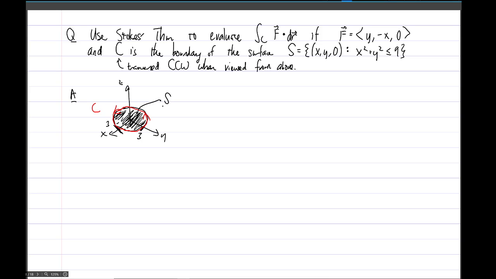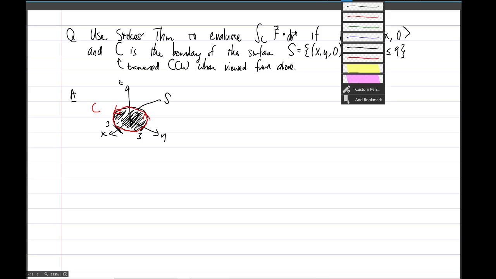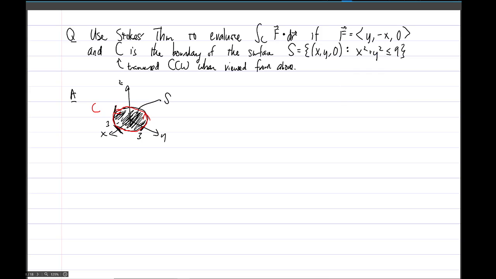And if we're looking at C counterclockwise when viewed from above, I've already drawn in orientation arrows for this. I'll do this in red again. Then the orientation of the surface would need to be upwards, right? That's how that upward arrow will correspond to circular arrows that look like this.